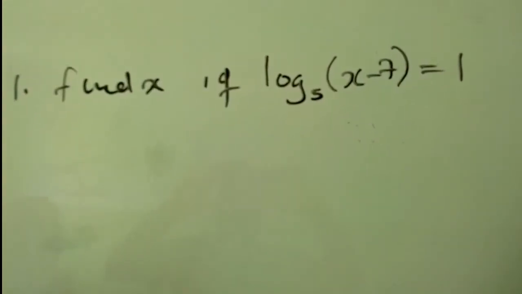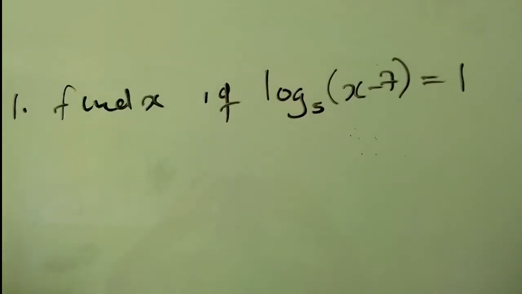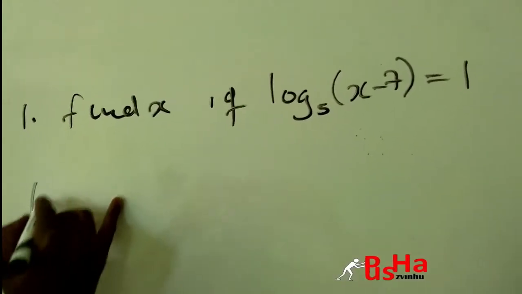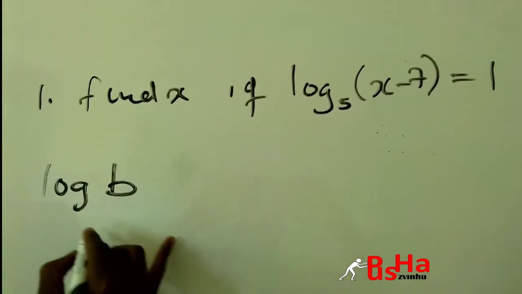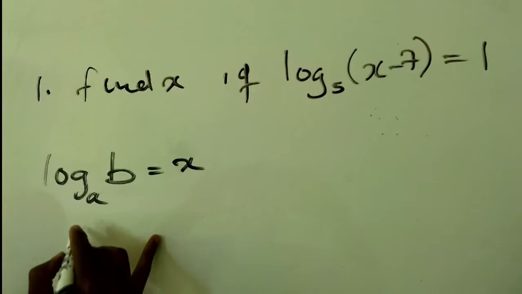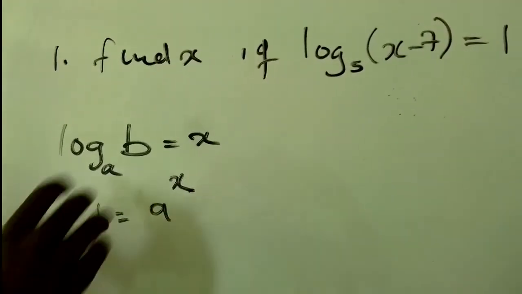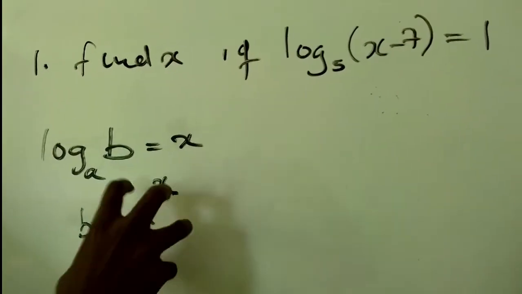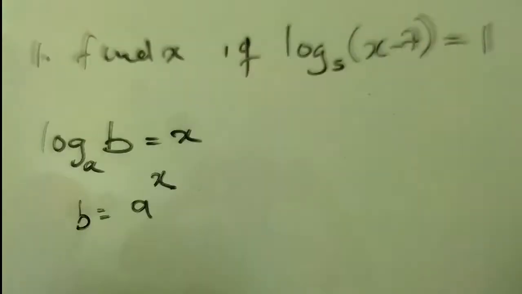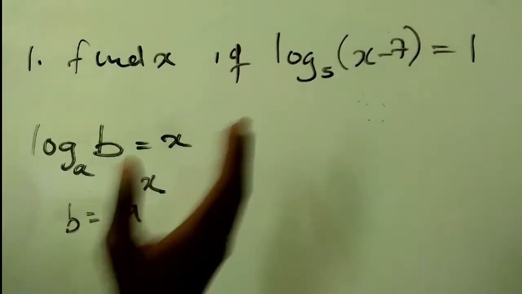Our question here says find x if the logarithm in base 5 of x minus 7 is equal to 1. So according to our laws of logarithms, if we have the log of b in base a equal to x, so our value of b will be b equal to a to the power of x, because our base becomes the whole number and our value here on the right hand side becomes our power. So in this case we are going to apply this law on this question.